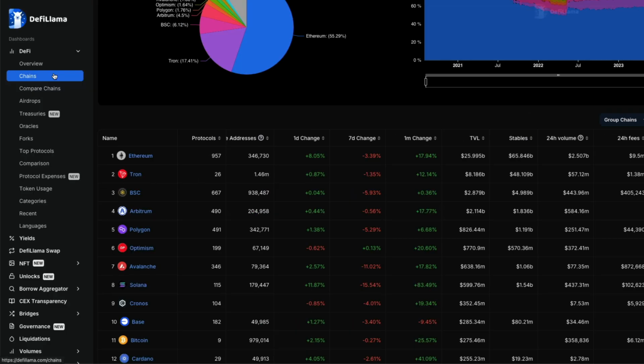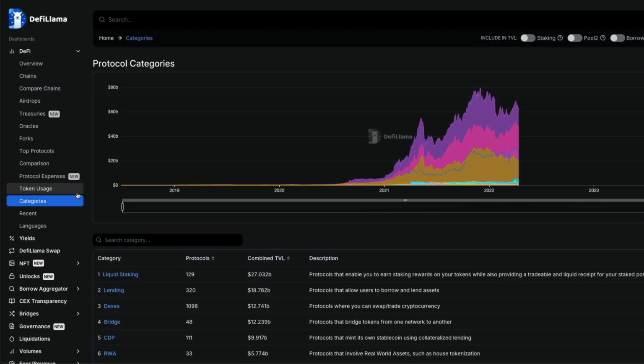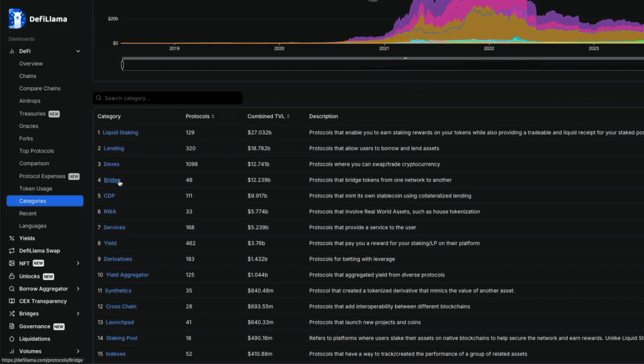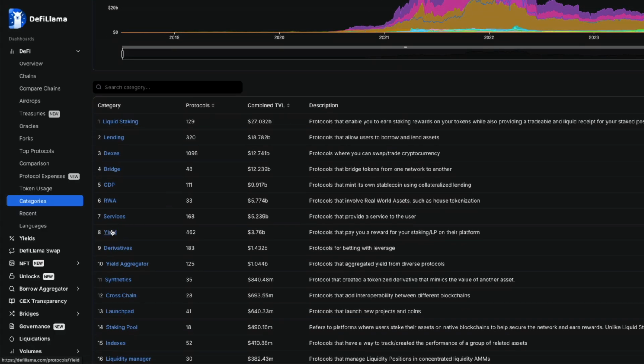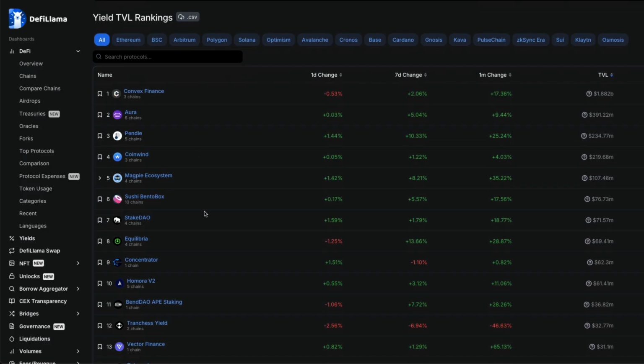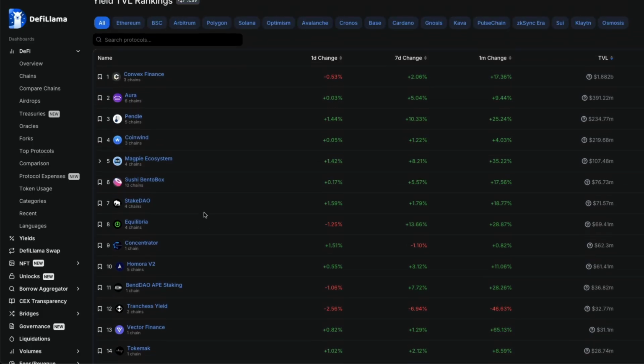And in addition to chains, another page that I like is categories. That way we can go and break down categories. So say you're interested in lending, or dexes, or bridges, or yield. Well, you can click into yield and find out which yield protocols are popular by their total value locked. You can see here it is filtered by total value locked. And this allows you to discover a lot of other opportunities and sites that you could potentially use.